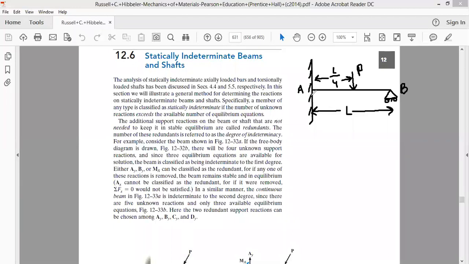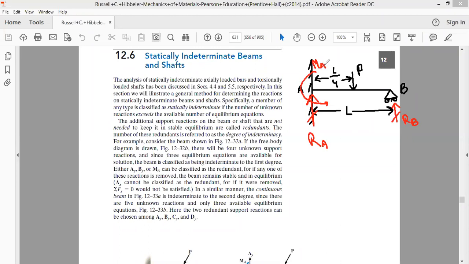We'll be having reaction at end A, what we call RA, and end B will also offer the reaction. We'll be having reaction at end B, that is RB, and since this is a fixed support at end A, there will be the fixed bending moment, what we call MA.